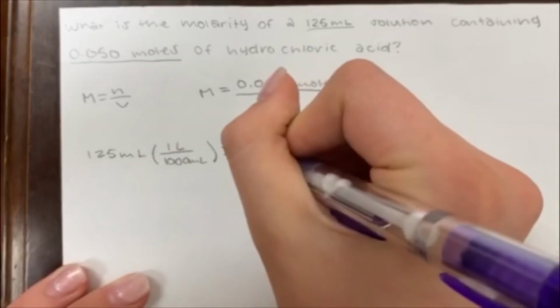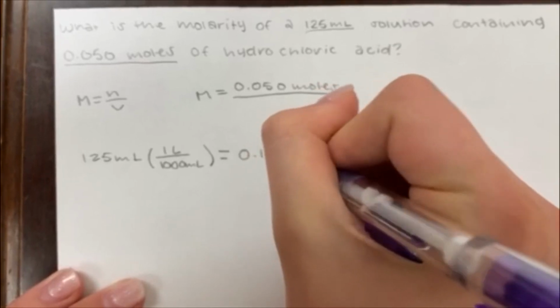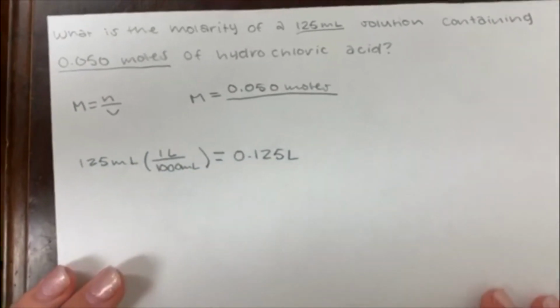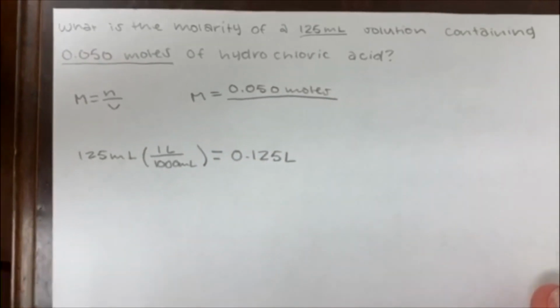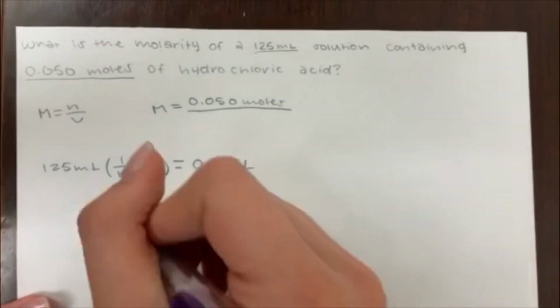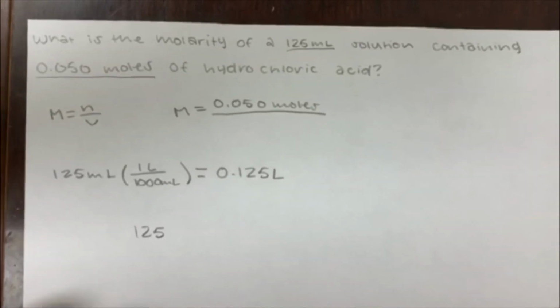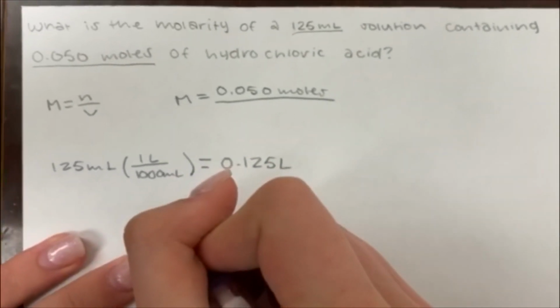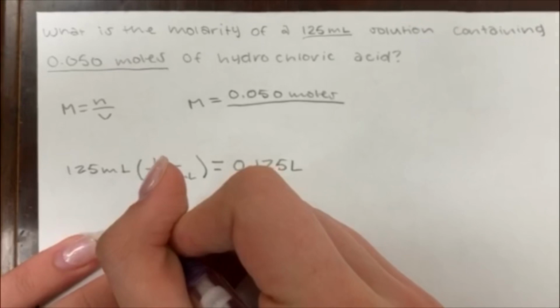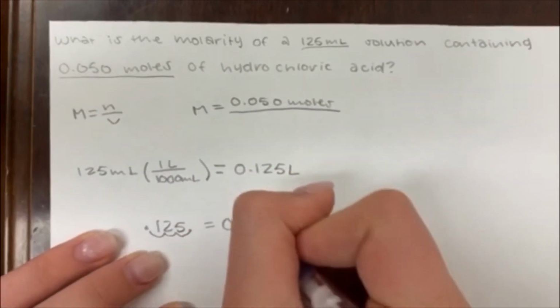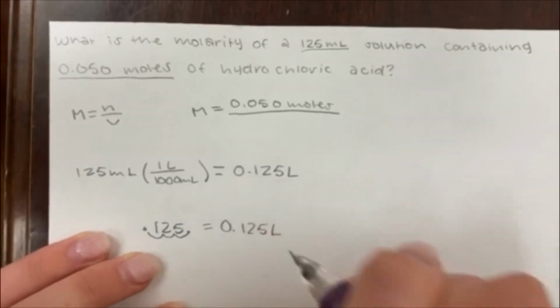And that comes out to 0.125 liters. Or, since milli means 1/1000th, you could just take 125 and move the decimal over 3 places, one place for every zero, which would make it 0.125 liters as well.